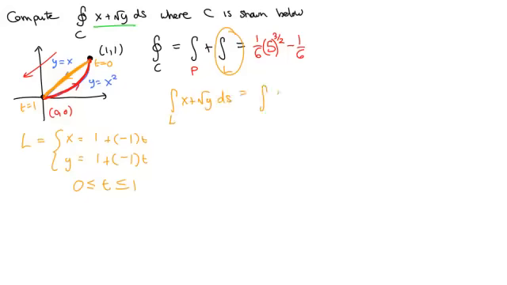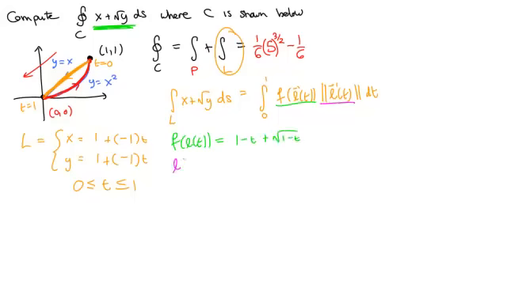We're going to integrate f of L of t times the speed of L of t dt, where L goes from time equals 0 to time equals 1. So let's work out these different values right here. F of L of t is just going to be this function where we replace x with 1 minus t and y with 1 minus t. So that would be 1 minus t plus the square root of 1 minus t.